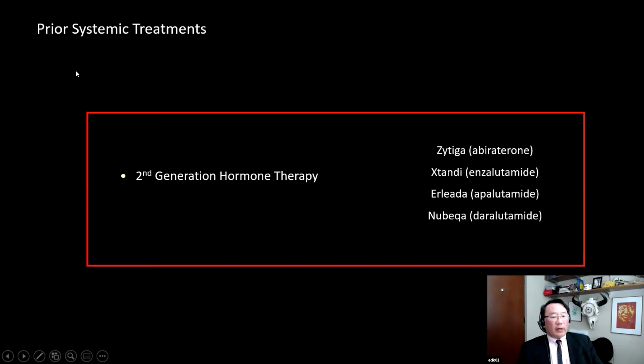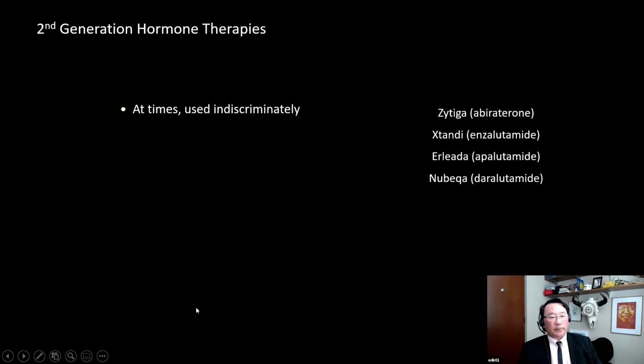We're going to talk about this form of prior systemic treatment and how we believe it complicates the management of advanced diffuse prostate cancer. These drugs are very, very popular, and I think sometimes these drugs are being used a little bit too much and without much thought. Zytiga, abiraterone, Xtandi, enzalutamide, Erleada, apalutamide, and so forth.